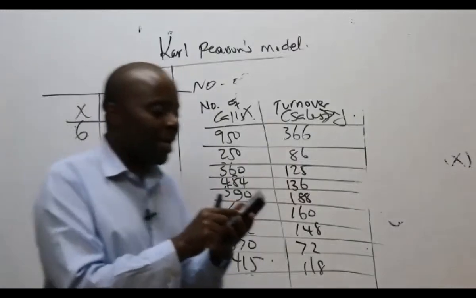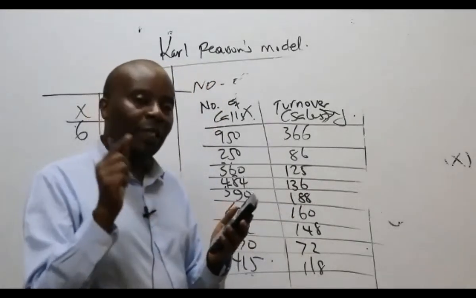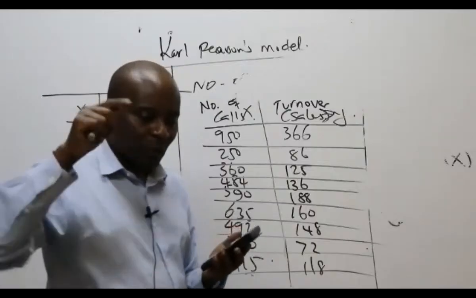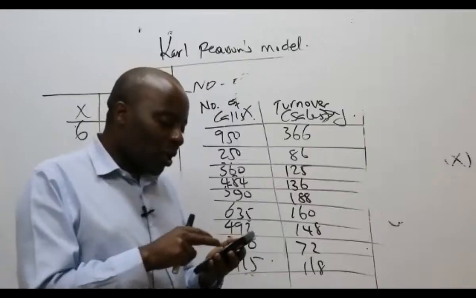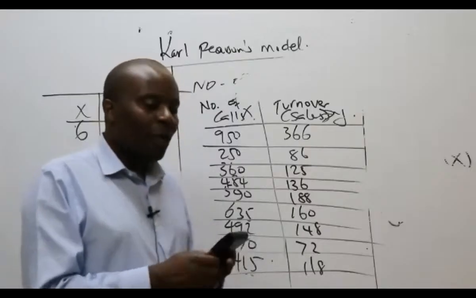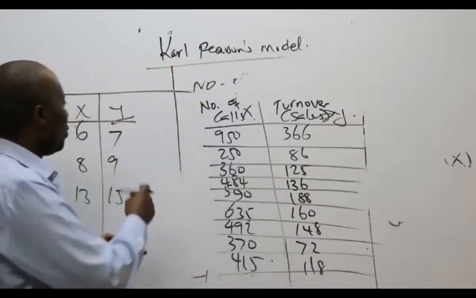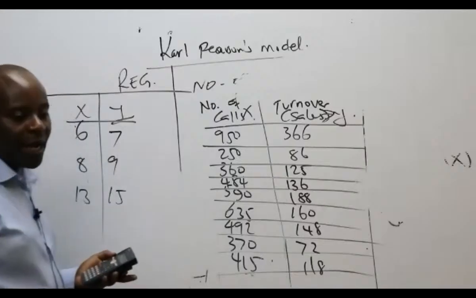Please, near the on button, you'll be able to see mode. Is there anybody who has been able to see that button called mode? Somebody say Y for yes. Thank you very much. So when you click on that mode, either once, twice, or whatever, you'll be able to see reg. Reg for what? Reg for regression.